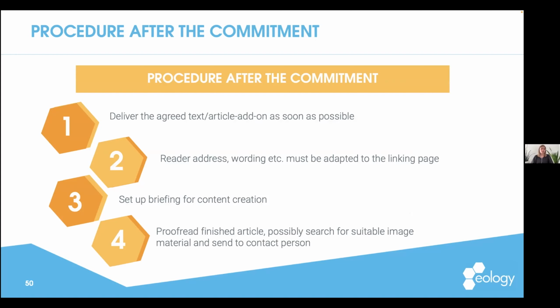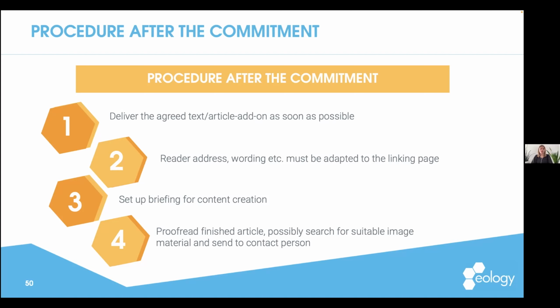So the procedure after the commitment, when you both agree on a cooperation on a publication, should be as follows. You deliver the agreed text or the article add-on as soon as possible, of course. It should not be a big time span between saying yes and agreeing on the cooperation until the publishing. Then, of course, when you publish the article, the reader address, the wording, the format, whatever, has to be adapted to the linking page, to the page of the webmaster.